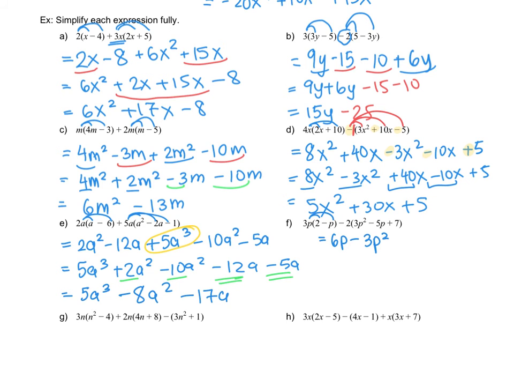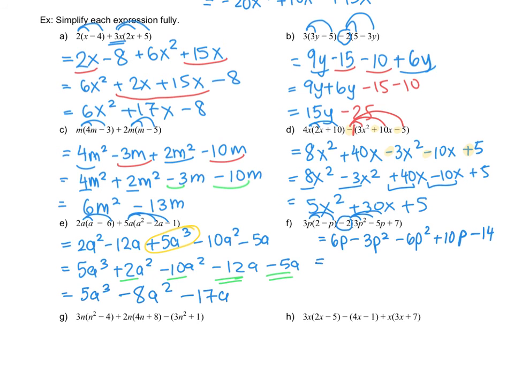For the next one, we were bringing 3p in, so 6p subtract 3p squared. And for the next bracket, I hope you are very careful with the negative, because we are distributing the negative 2 in. So negative 2 times 3p squared is negative 6p squared, and then negative 2 times negative 5 is positive 10p, and negative 2 times 7 is negative 14.